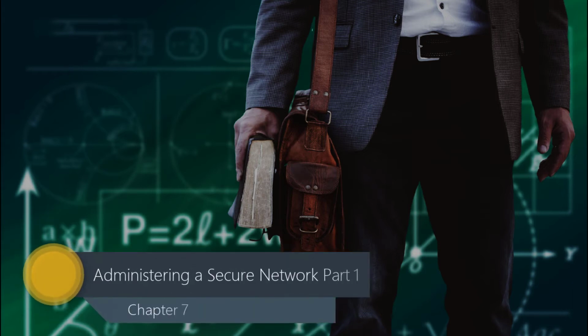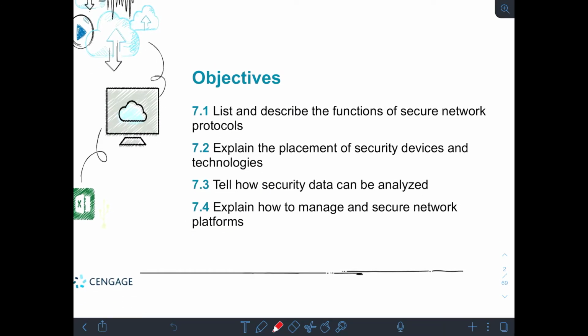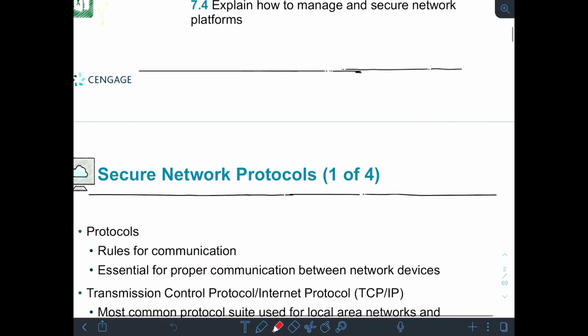Chapter 7, Administering a Secure Network. In this chapter, we're going to be talking about a couple of different things here. We're going to list and describe functions of a network protocol, example of placing security devices, telling how security data can be analyzed, and explaining how to manage and secure these platforms.